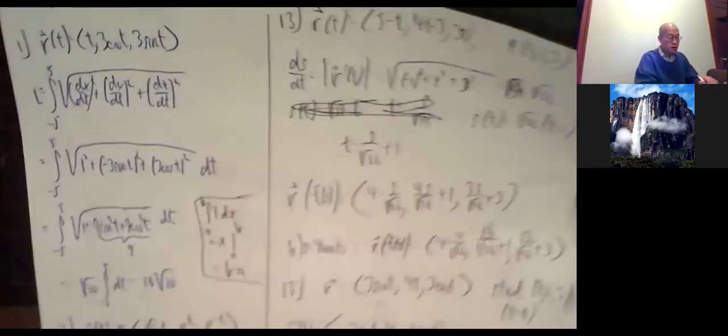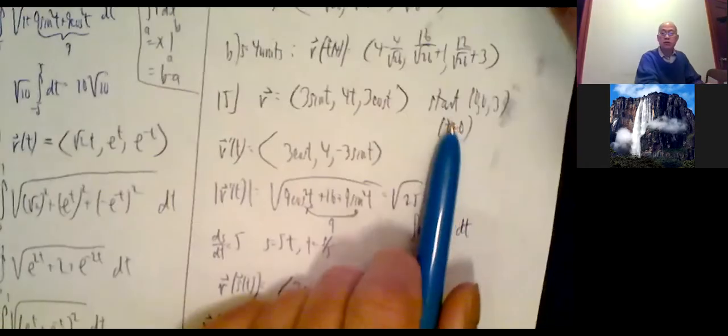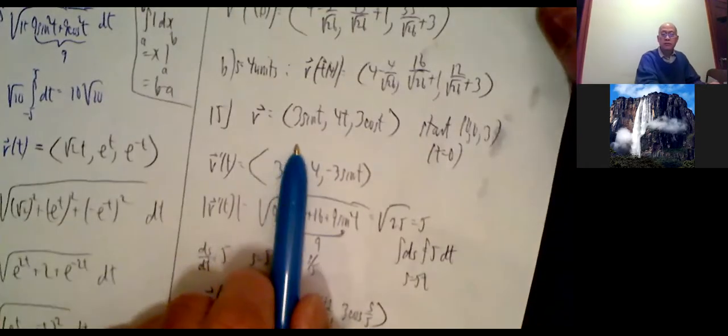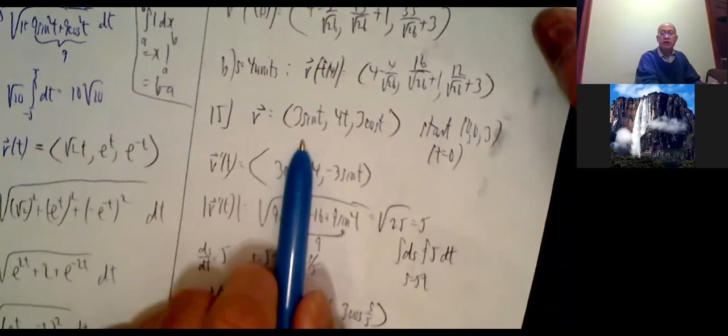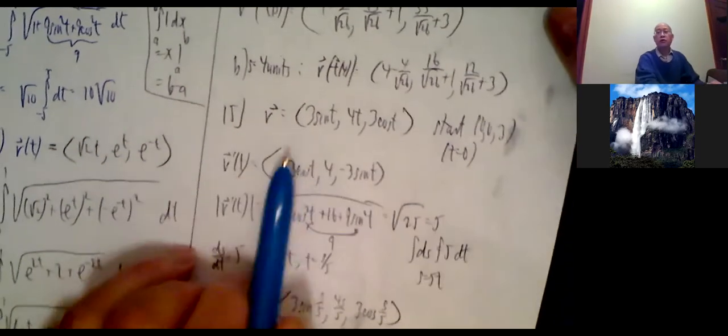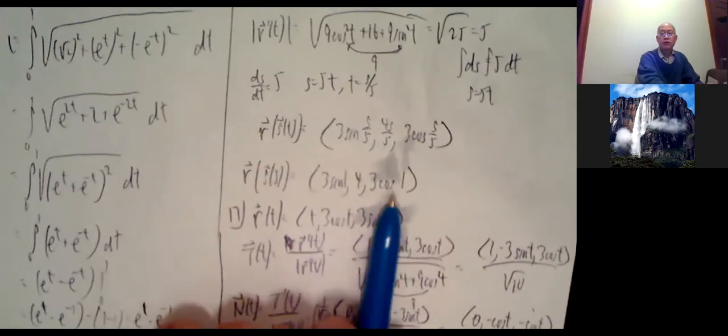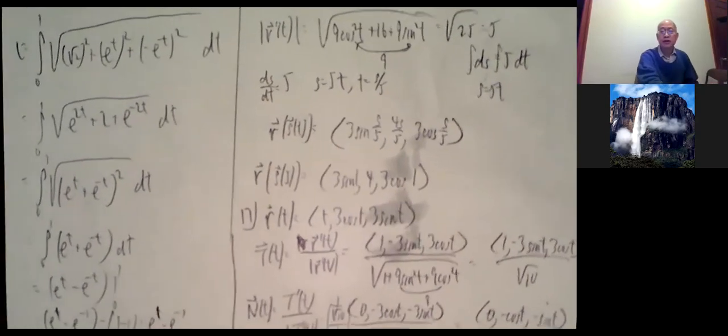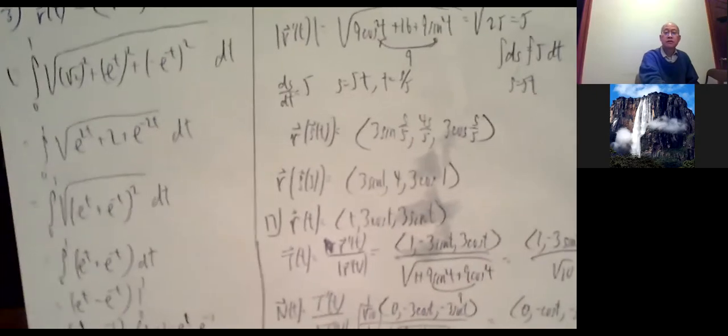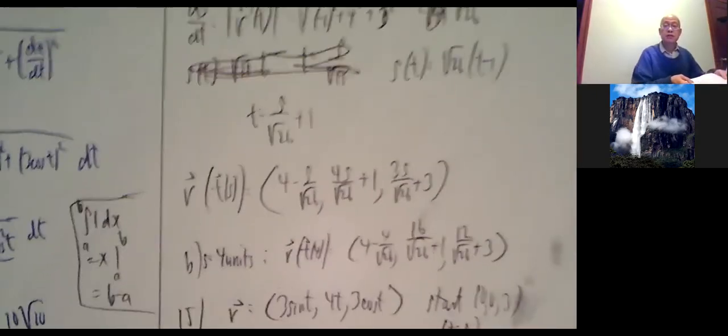So we're starting at the point 0, 0, 3 along this curve. If you walk 5 units along this roller coaster, where are you at? Here: 3 sine of 1, 4, 3 cosine of 1. So that's that. And I'll raise it up so you can see it a little bit better.